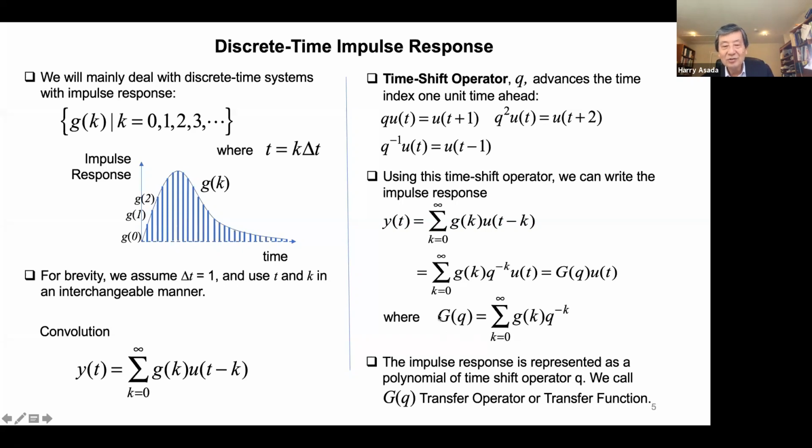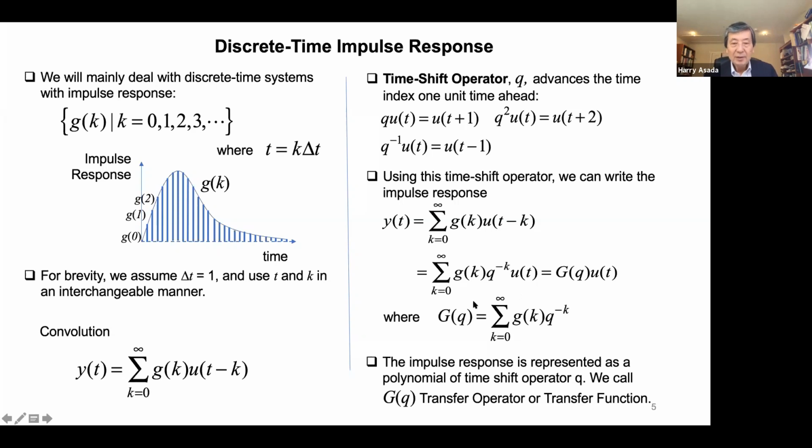Obviously, this is strongly connected to your familiar transfer functions in conjunction with the Z transform, and I'll explain the relationship to the Z transform. But for the time being, this is a transfer function or transfer operator. So it's basically an operator at this stage.